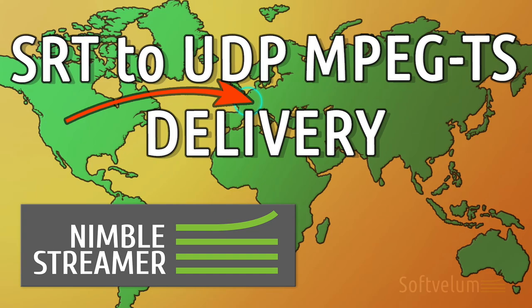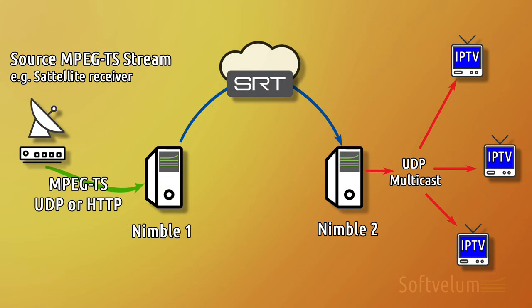One of the popular cases for Nimble Streamer is to get a UDP stream with MPEGTS sent over SRT to another distant location where it's received by another Nimble instance. There it's transmuxed into UDP multicast to deliver MPEGTS to multiple viewers simultaneously. In this video we show that use case.